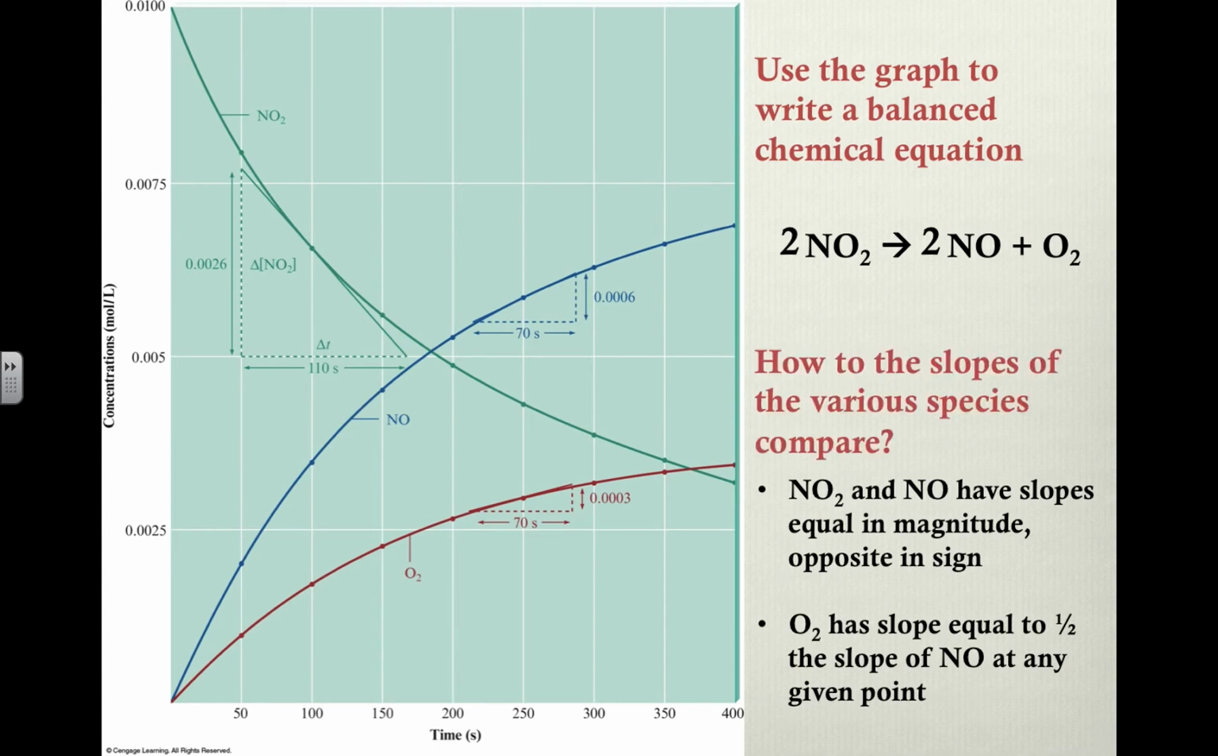Okay. Now, here's where I'm talking about that we could use the slopes to balance the equation. If we look at the slopes of these various species, look at NO2 and NO, they have the same slope, but just opposite in sign, so equal magnitude, opposite in sign. Well, look at where they are on the balanced equation. It's a 2-to-2 ratio. Notice that oxygen at any given point has a slope about half of that of these guys. Well, look at that. There's 1 oxygen for every 2 of the NO. So it matches the mole ratios, and you can actually do some like stoichiometry based on this.